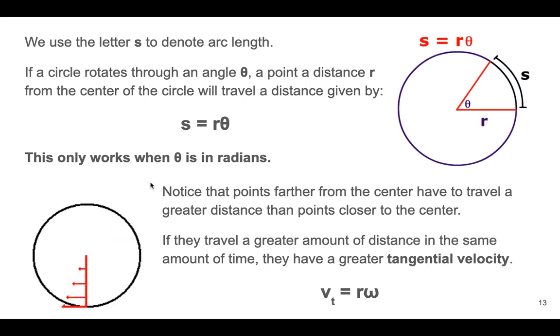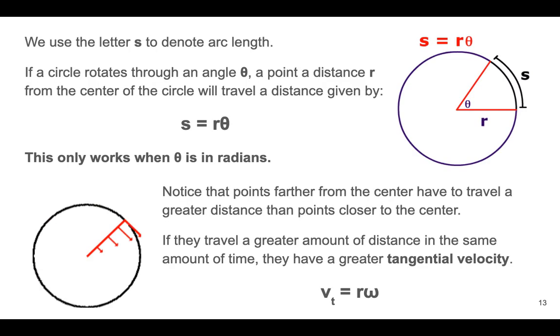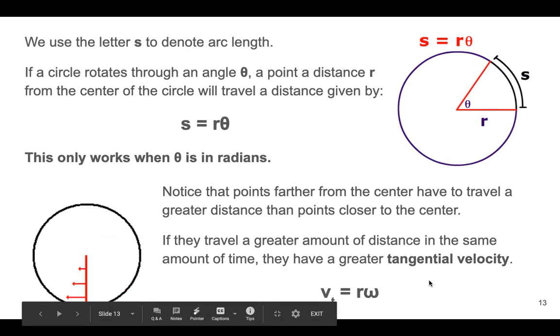So your basic definition for v is delta x over delta t, delta d over delta t, same idea. So that's your basic definition for v. Well, in that case, this is like your tangential velocity. You're going a greater or lesser distance in the same amount of time, so you've got a greater or lesser tangential velocity.